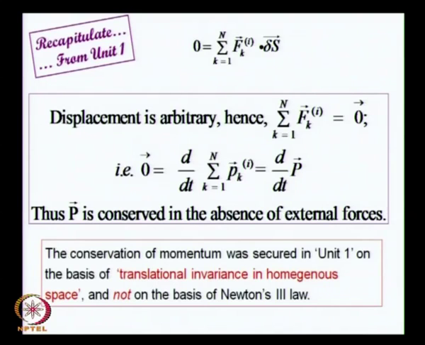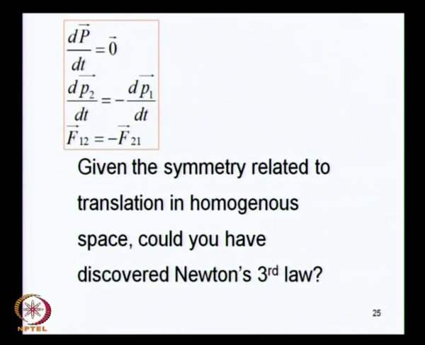Instead of learning it as a law of nature, we could actually get it from the properties of translational invariance in homogeneous space. And we discussed this possibility that, given the symmetry related to translation in homogeneous space, could we have discovered Newton's third law, and the answer of course is yes.